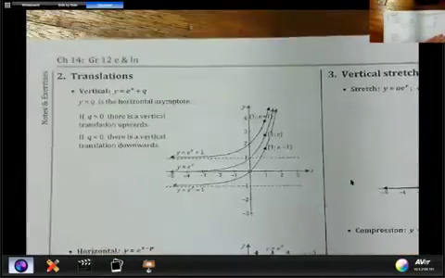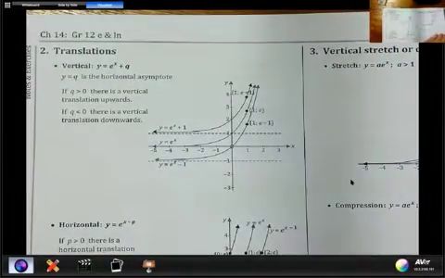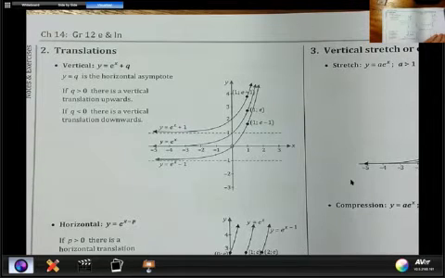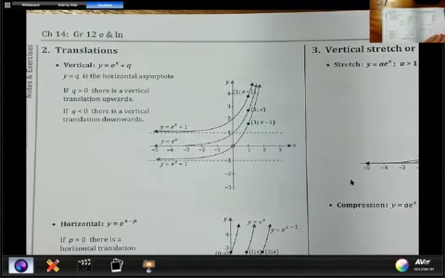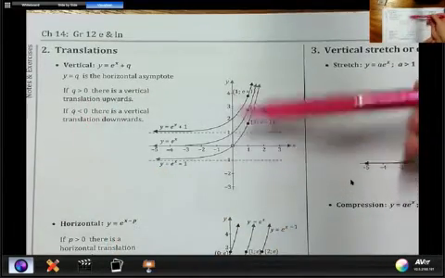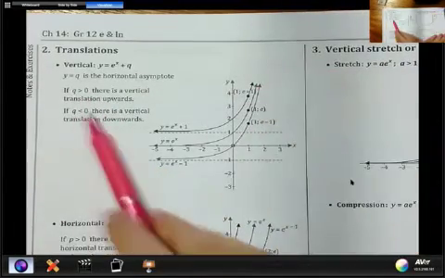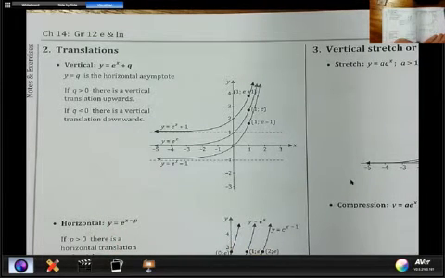All right, now we get to translations. So firstly, vertical, this is what we discussed with the q value. So the q value is your horizontal asymptote, or y equals q, rather, is the horizontal asymptote. If q is positive, then there is a vertical translation upwards. If q is negative, there's a vertical translation downwards. I'm sure that makes sense to you guys.